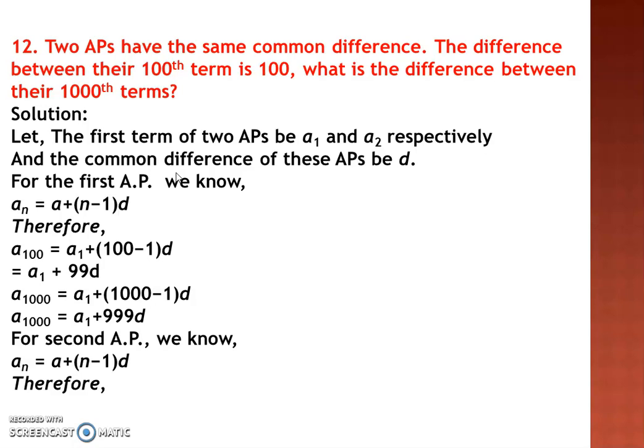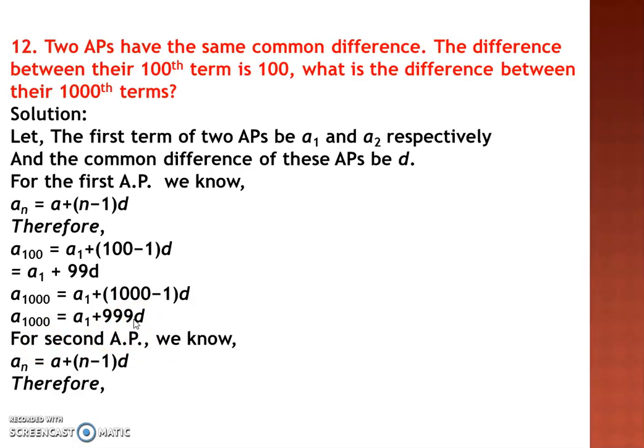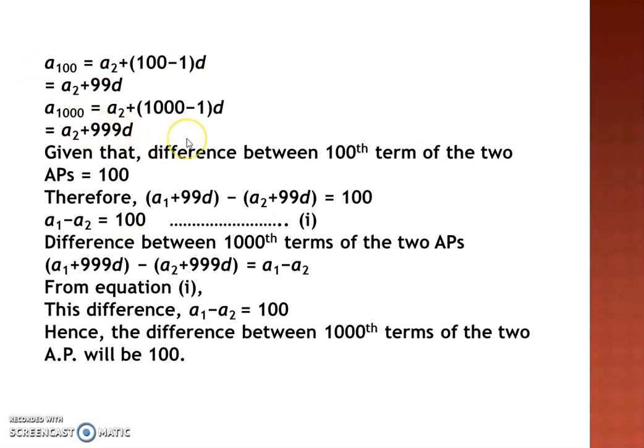Now also it is given the difference between their 100th terms. So we will write what their 100th terms are going to be. A1 plus 99D, that is for the first AP, and for the second AP it will be A2 plus 99D. And also we will write the expressions for the 1000th terms. So the 1000th term of the first AP will be A1 plus 999D, and for the second AP it will be A2 plus 999D. So these are the expressions for the 100th term and the 1000th term.